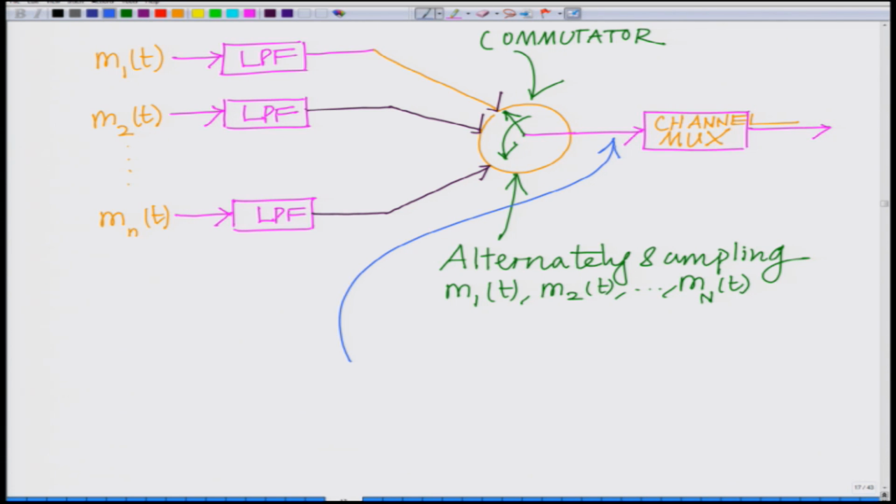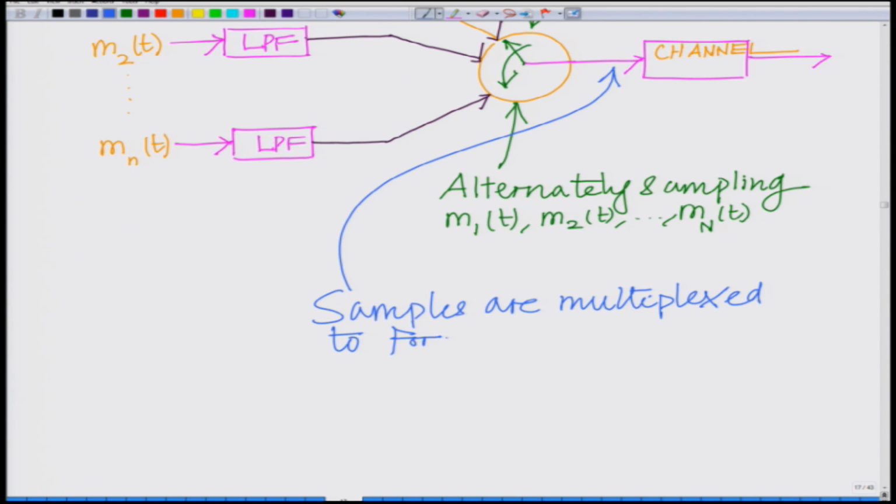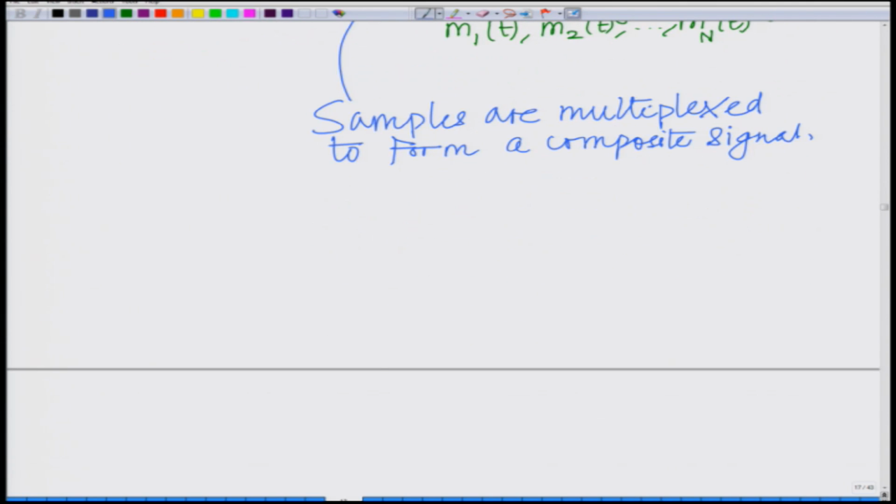The samples are multiplexed to form a composite signal. And this composite signal is transmitted over the channel.